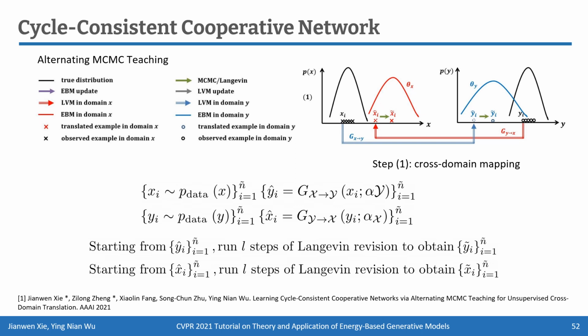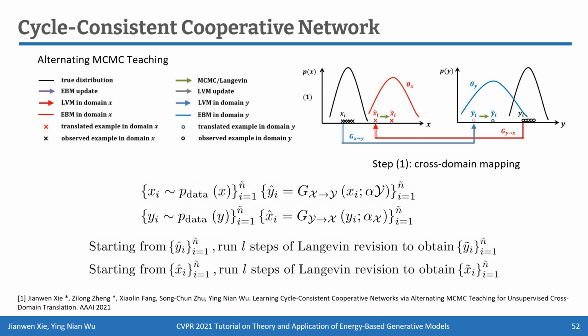In step 1, which is cross-domain mapping, for each domain, we randomly sample some training images and use the generator, which is an encoder-decoder structure, to map them to the other domain. The output of the generator is revised by a few steps of MCMC of the EBM in the other domain. This means that those translated examples will be sent to the local modes of the EBMs.